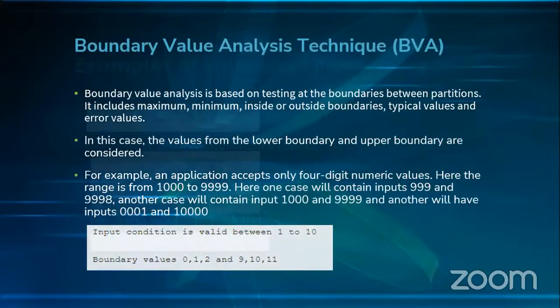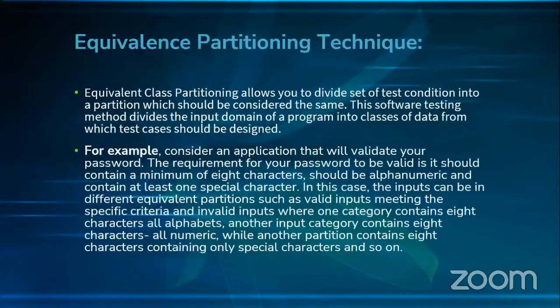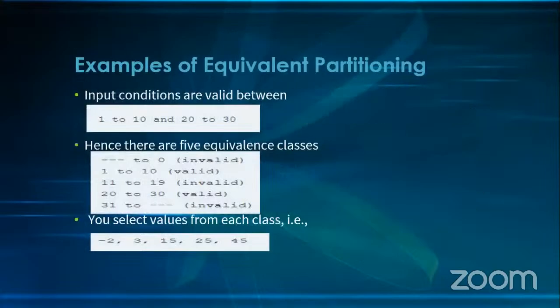So now let's go back to equivalent partitioning. Let me take this one. If you look at this, there are two conditions: 1 to 10 and 20 to 30. Forget the word and, use the word and. There's nothing in between here.